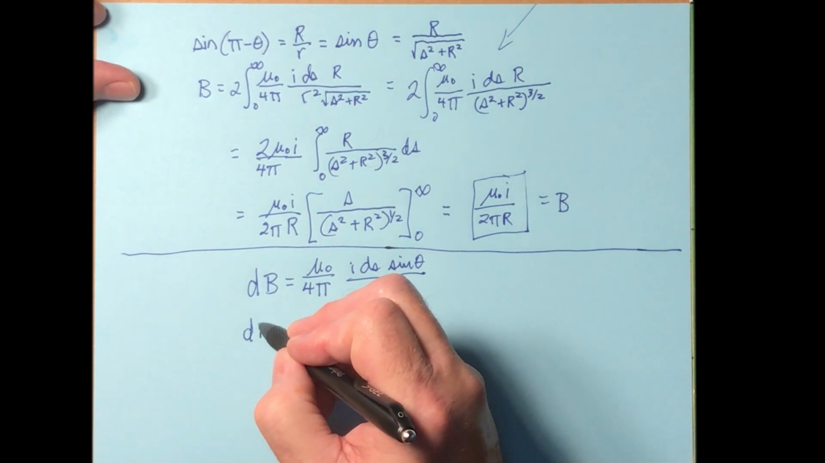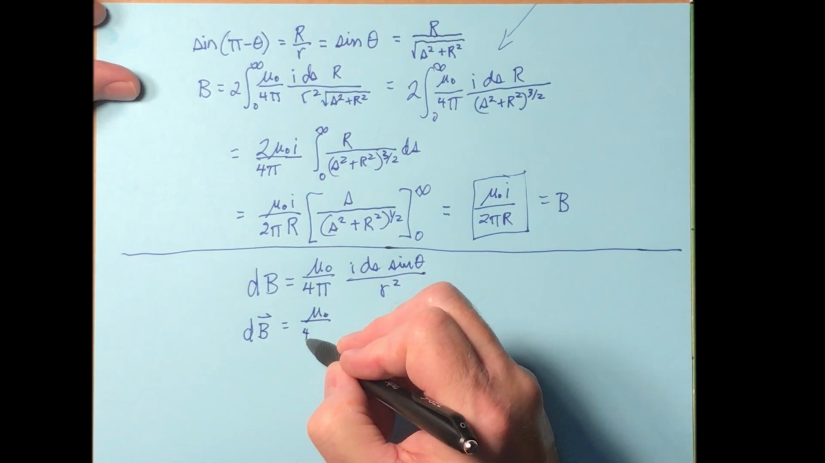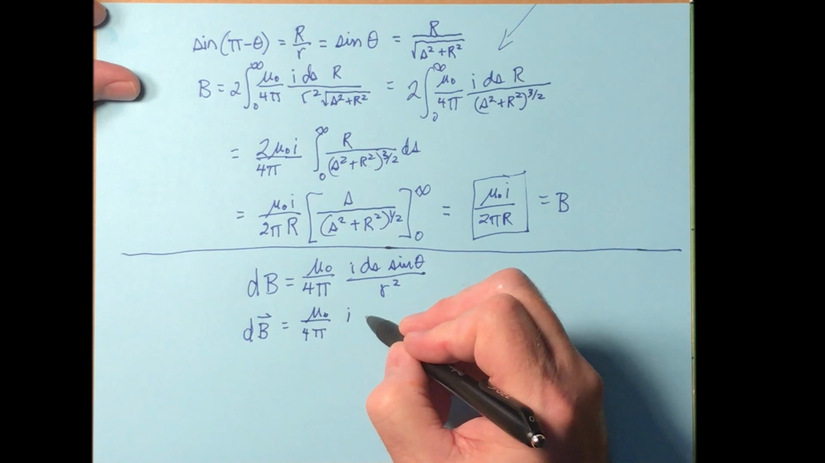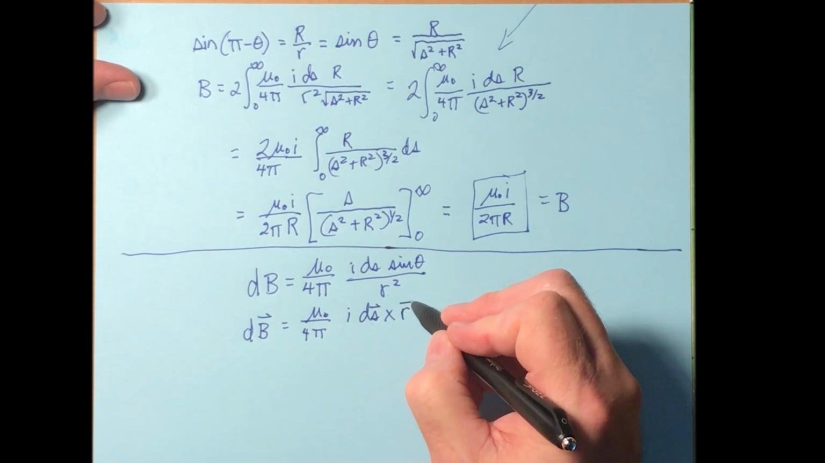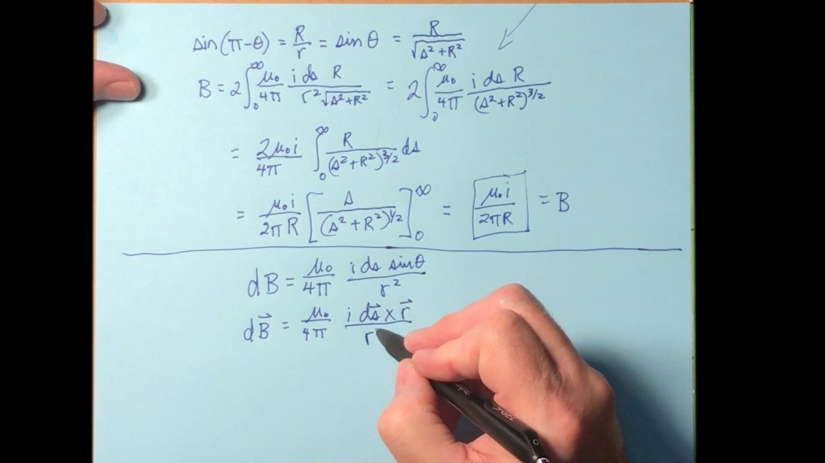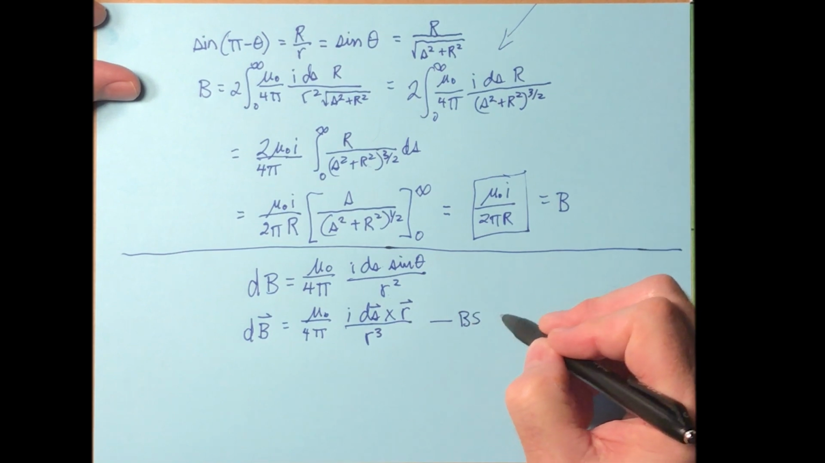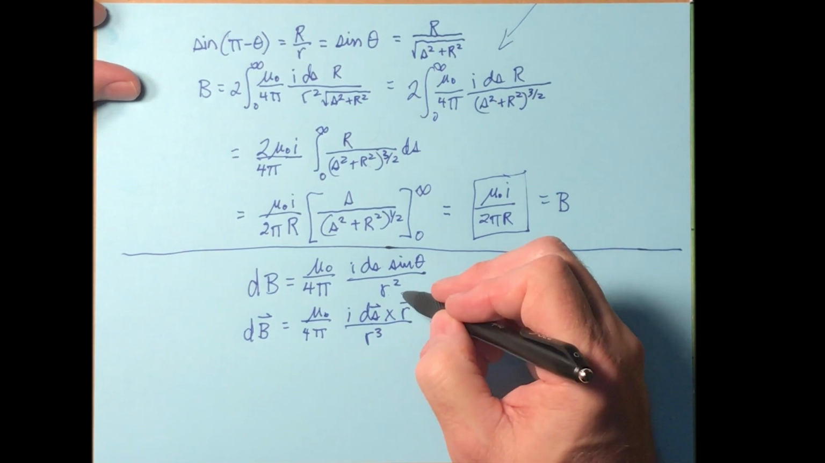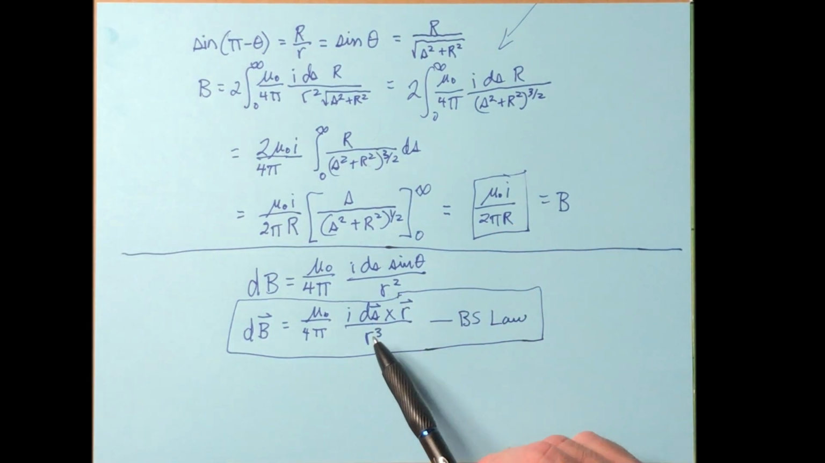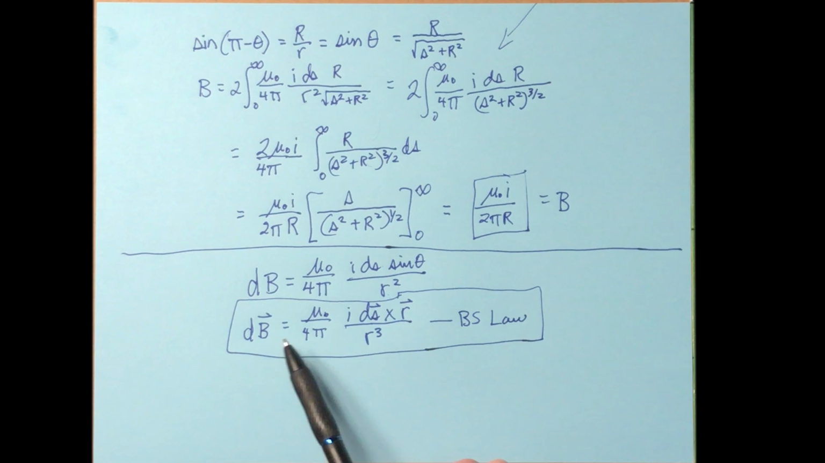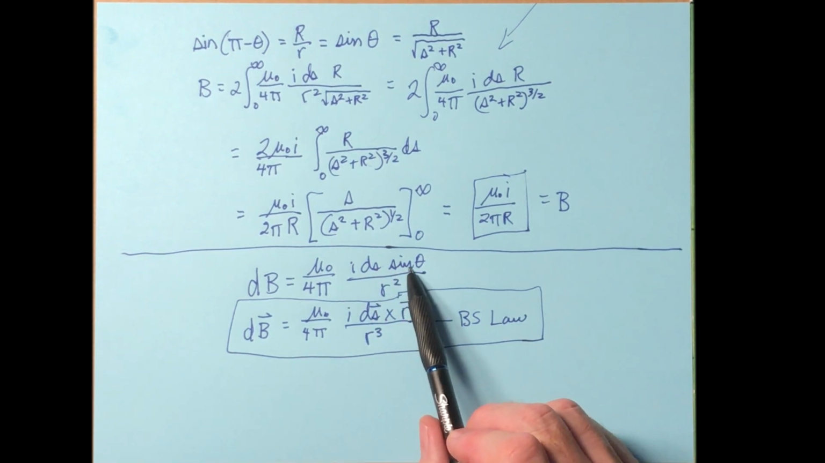In vector notation, dB is equal to mu naught over 4 pi times I ds vector cross R vector divided by R cubed. This is the Biot-Savart law right there. Now, this will give us the direction information for dB because we have the cross product here. The sign is part of that cross product.